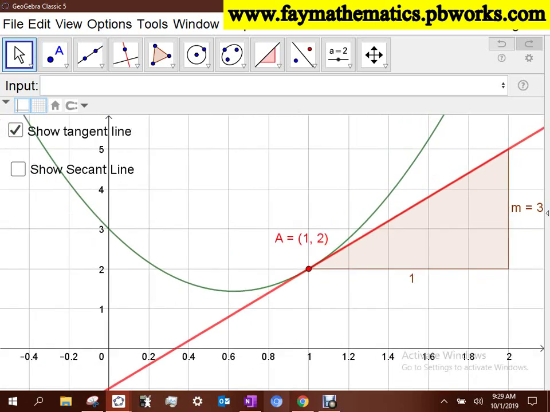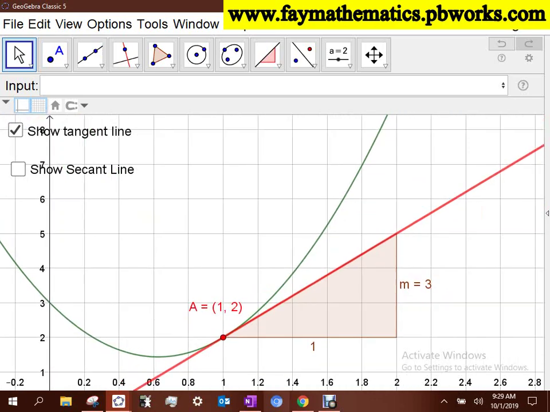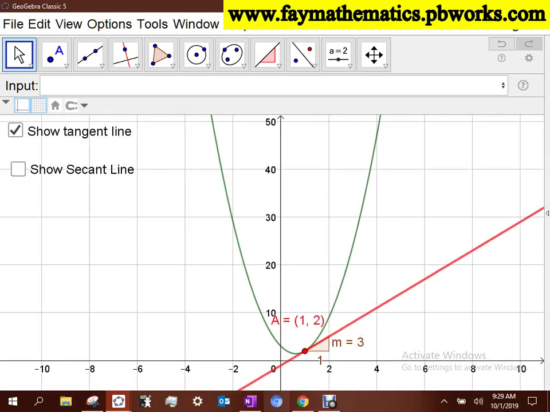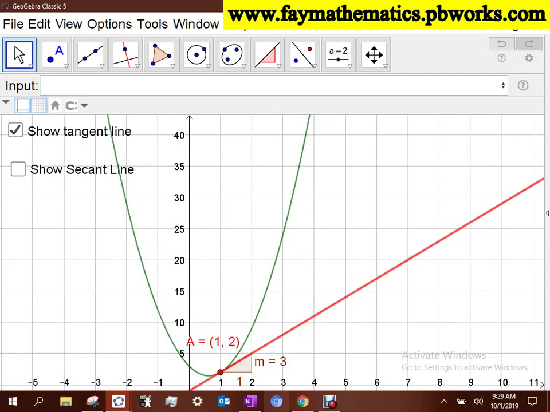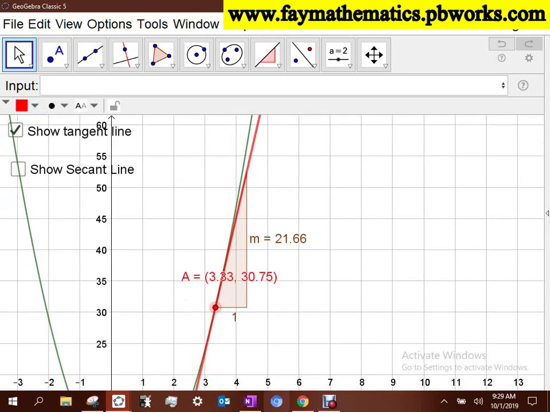Okay. Give me another x value you want me to try. 7. This might be kind of a pain in the butt. Now we should be able to get there.